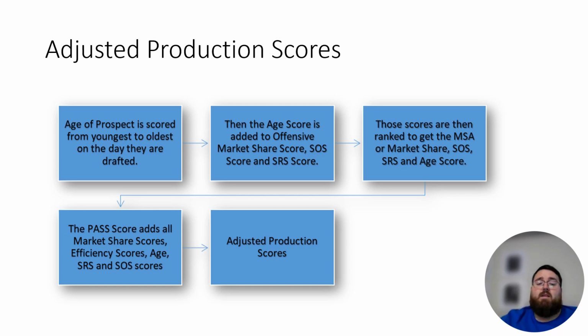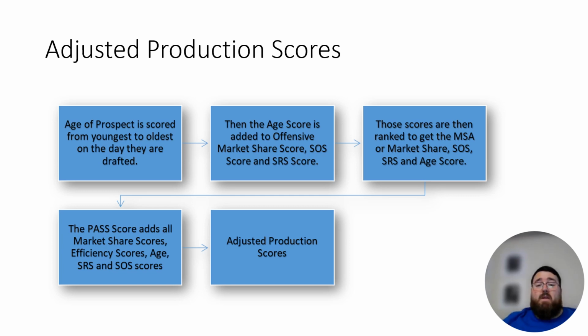And then the PASS score adds those market share scores with the efficiency scores, with the age, with the strength of team, and with the strength of schedule score. The PASS score is essentially like a gumbo metric. You take all of the production scores, throw them in a pot, and it gives you a number. And why this is important is because it gives you context to the numbers. How productive were they for their age?